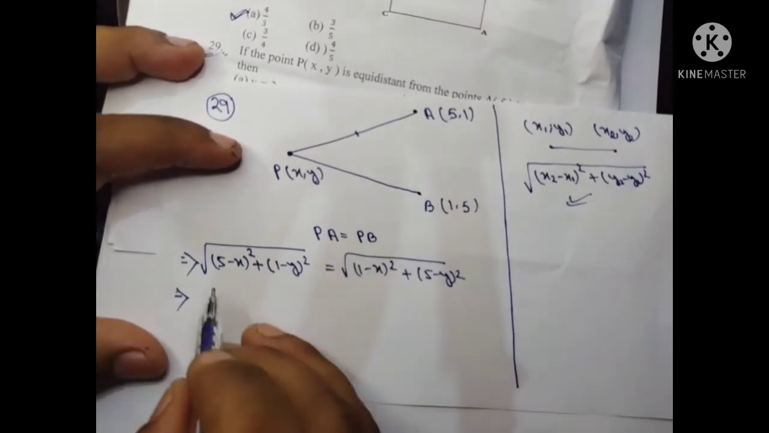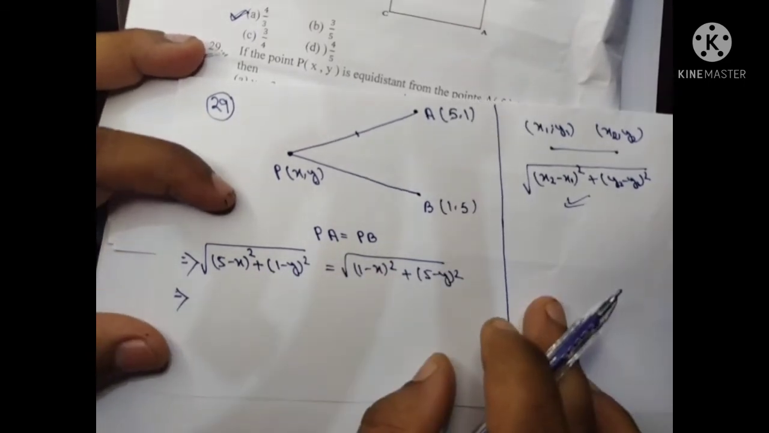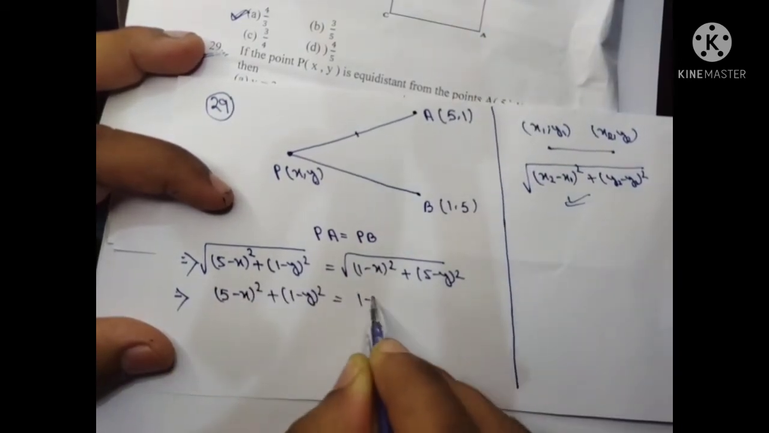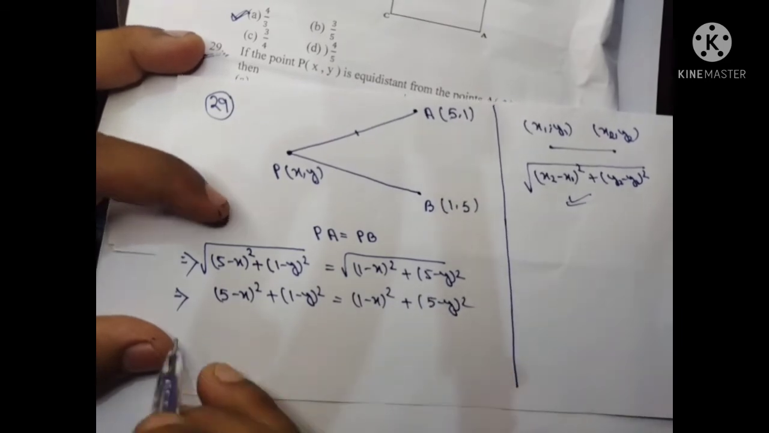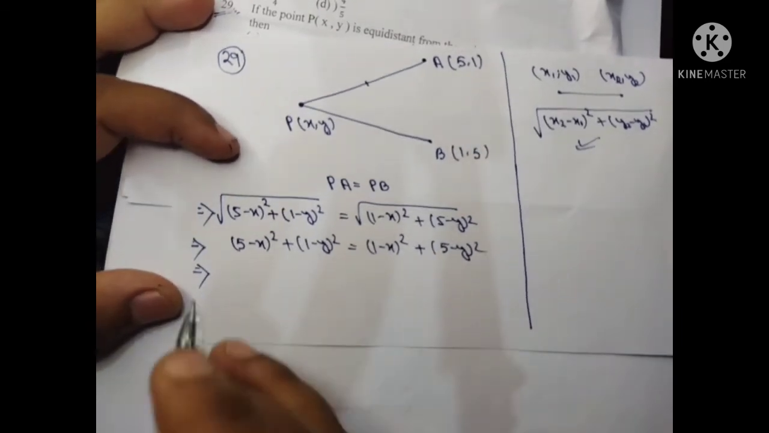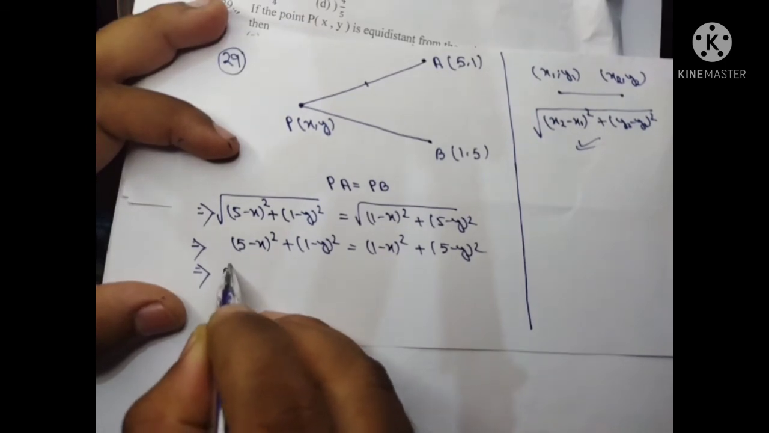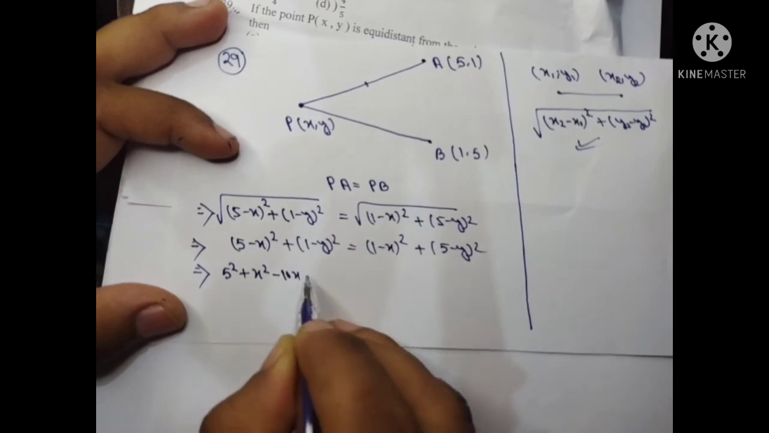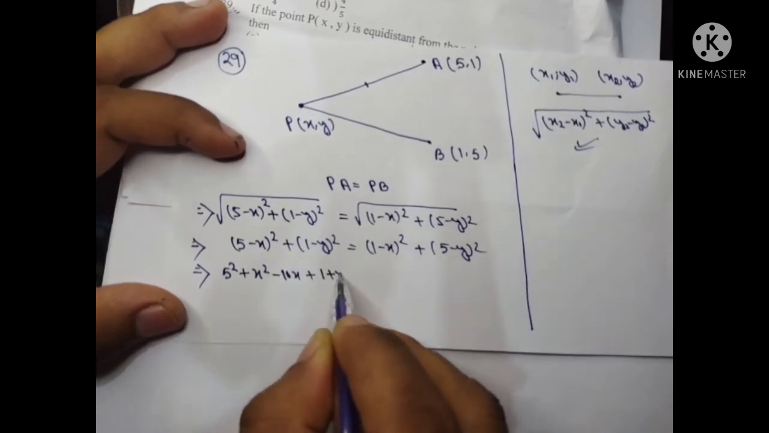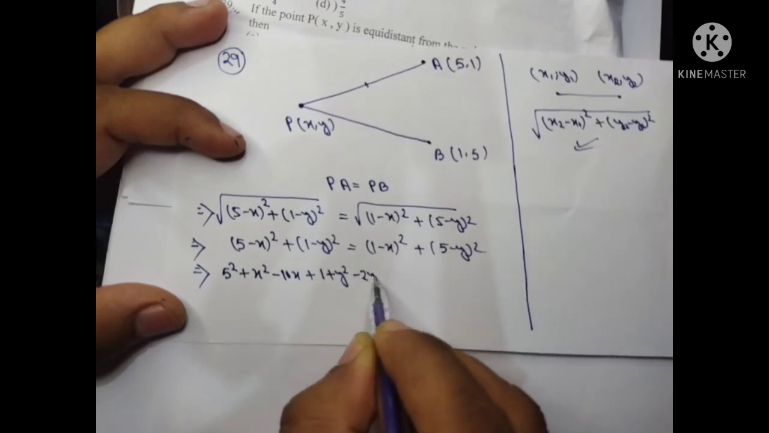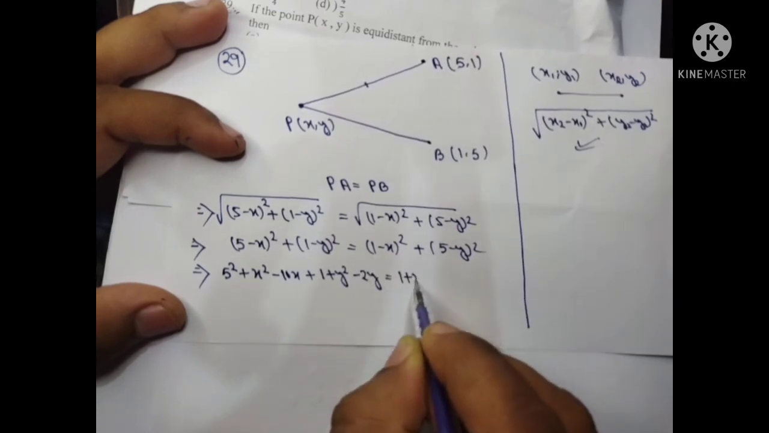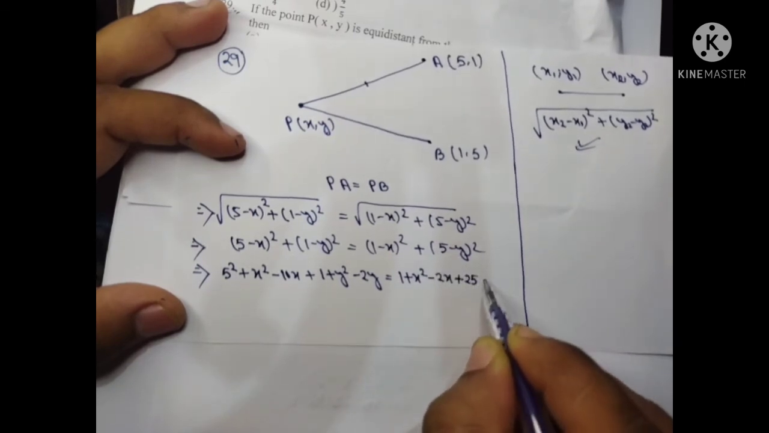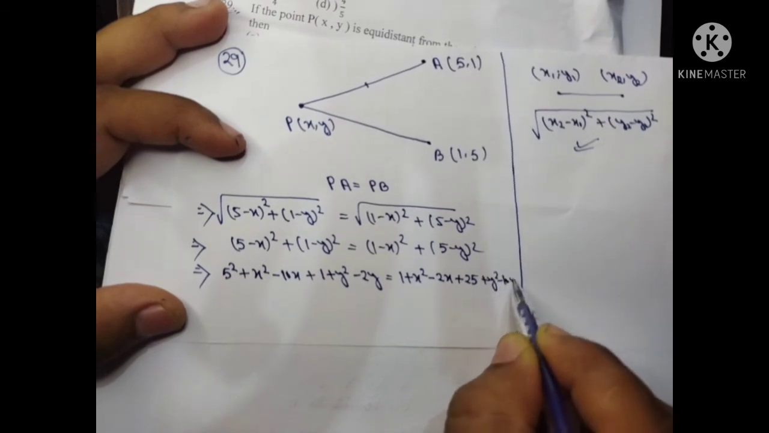Now you can see both sides contain square root. So square them. Now apply the square of A minus B, so it becomes A square plus B square minus 2AB. That means 25 plus x square minus 10x plus 1 plus y square minus 2y. Similarly, 1 plus x square minus 2x plus 25 plus y square minus 10y.